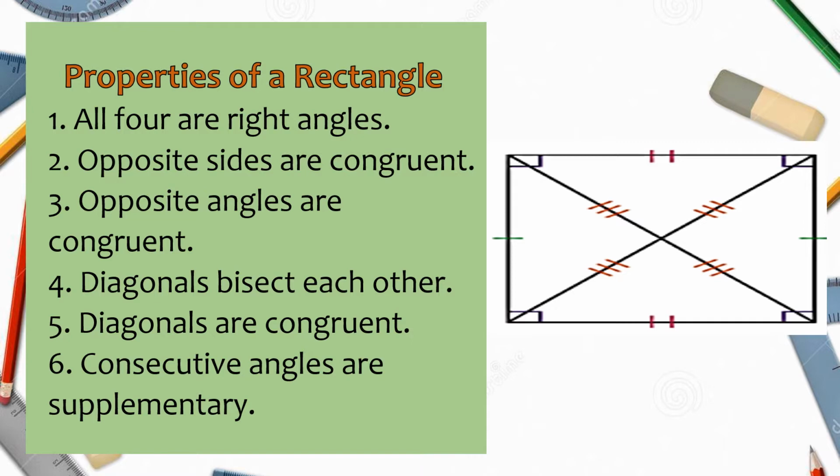Then, the fourth one, diagonals bisect each other. The diagonals are congruent. And also, the consecutive angles are supplementary. Kasi nga, 90 plus 90, 180. So, ang dalawang angle na kapag pinagsama at nakabuo ng 180 degrees ay tinatawag nating supplementary.